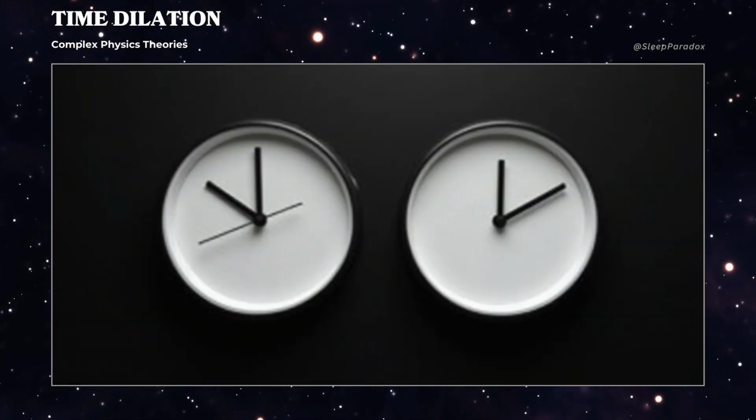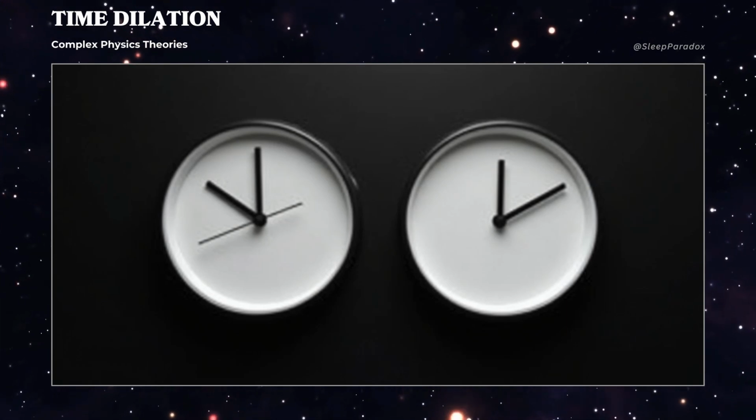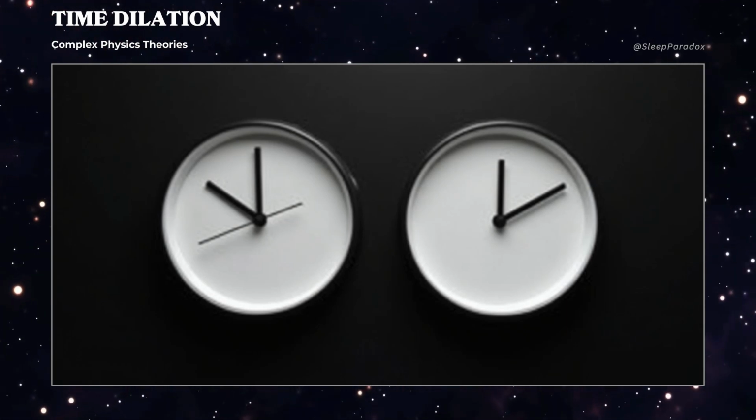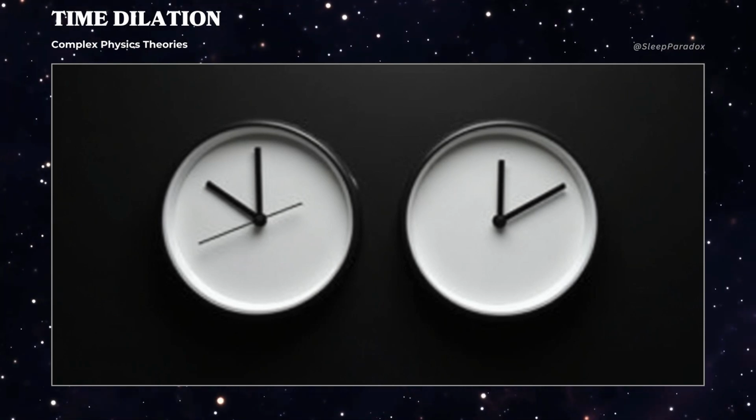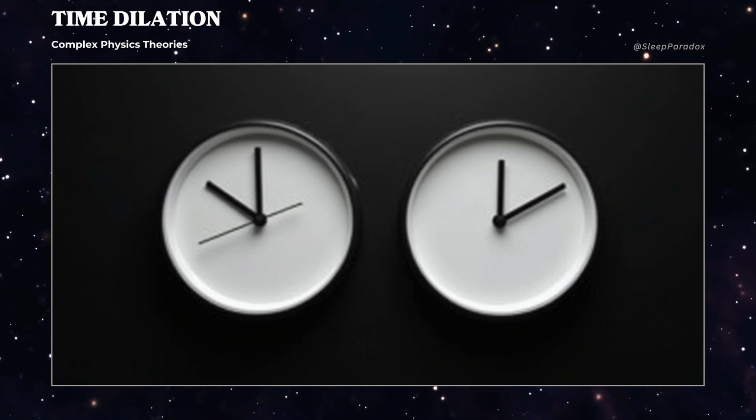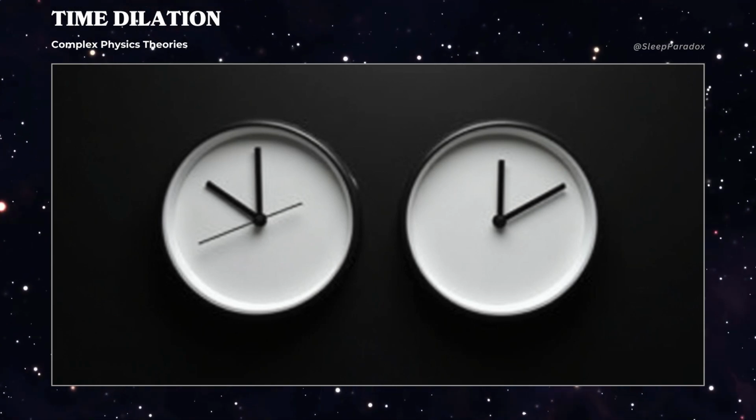Time dilation. Time dilation is one of the most fascinating and counterintuitive consequences of Einstein's theory of special relativity. It tells us that time does not pass at the same rate for everyone. Instead, how fast time flows depends on how fast you are moving.